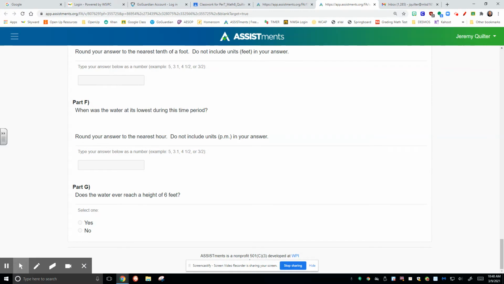This problem is really just reading the graph. So let me know if you have any questions about it. Have yourself a great day.